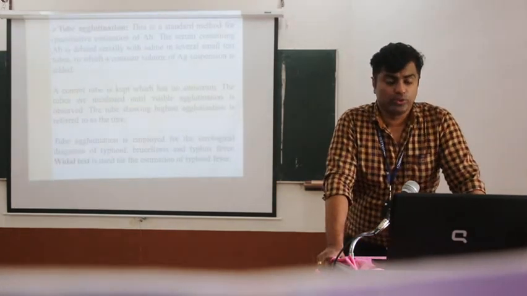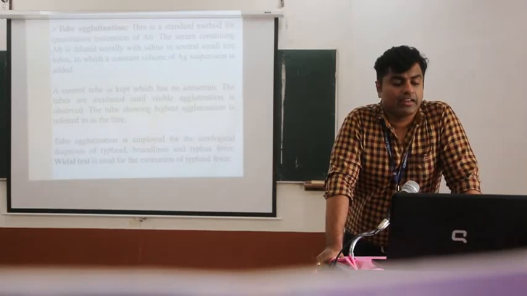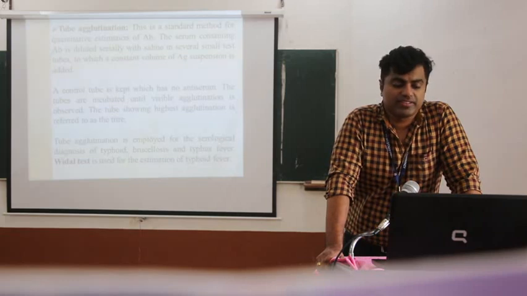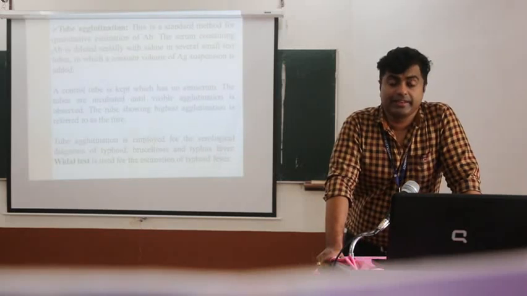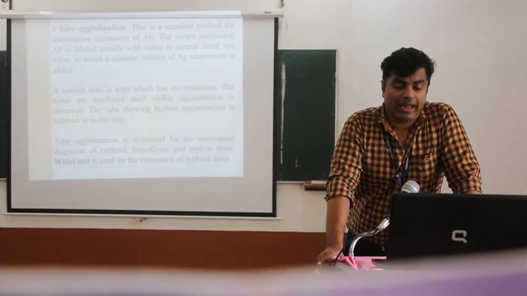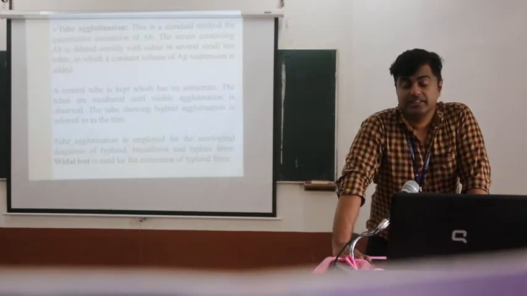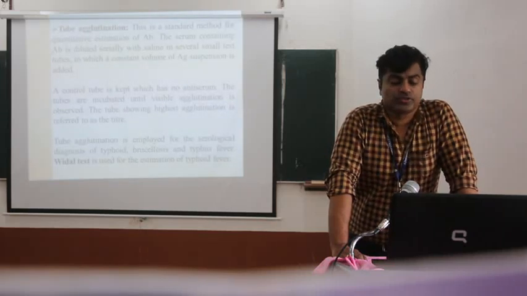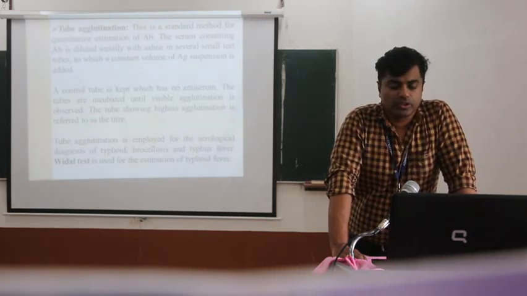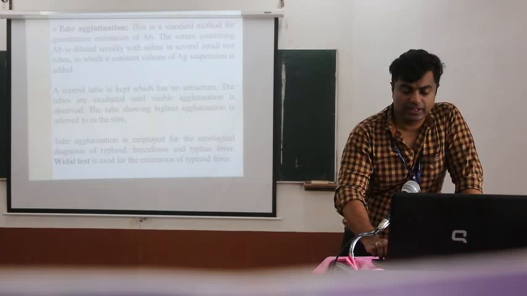Next one is the tube agglutination. This is used for the quantitative estimation of antibody. The serum containing antibody is diluted serially with saline in several small test tubes to which a constant volume of antigen suspension is added. Here we keep a control which has got no antiserum. The tubes are incubated until visible agglutination is observed. The highest dilution showing agglutination is referred to as the titer, and there will be a specific value for the titer. So tube agglutination is used for the serological diagnosis of typhoid, brucellosis and typhus fever. Vidal test is used for the diagnosis of typhoid fever.